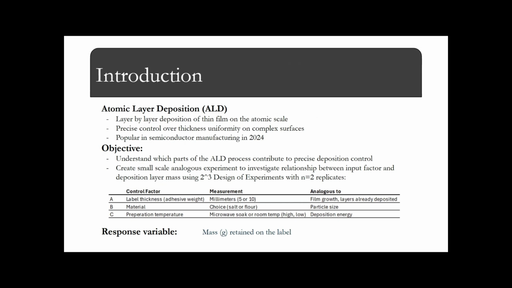So with this project, we decided to try and understand what parts of the ALD process are important to contributing to precise deposition control. Our small-scale experiment is a 2x3 factorial design with 2 replicates each. The control factors are label thickness, which represents film growth for the layers already deposited, material, which represents particle size, and the preparation temperature of the material, which represents deposition energy. Our response variable is going to be mass retained on the labels.